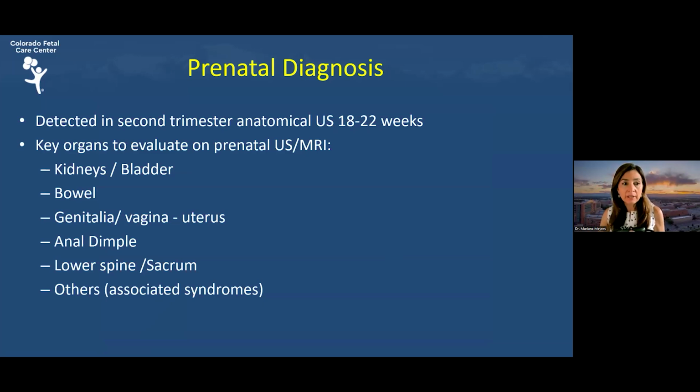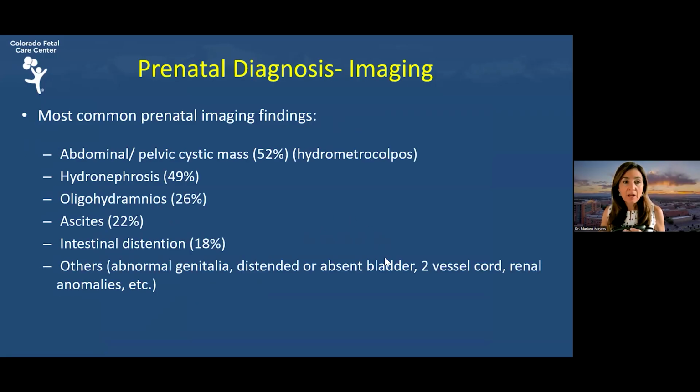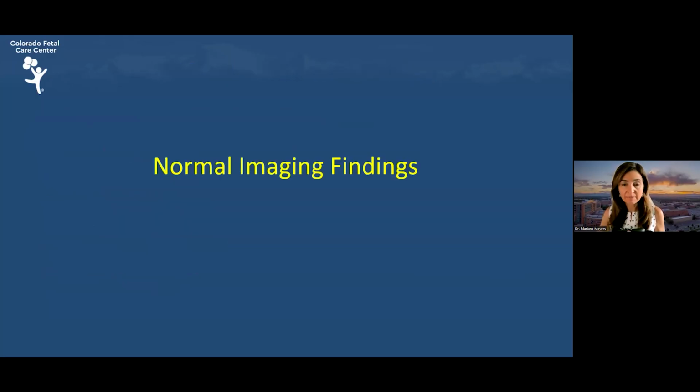So the key organs to evaluate are the kidneys and bladder, the bowel, the genitalia, including the vagina and the uterus, the anal dimple, we'll talk a lot about that, the lower spine and the sacrum, and other abnormalities such as heart that could be part of the VACTERL syndrome. The most common prenatal abnormalities for anorectal malformation or GI abnormalities of this most severe type are an abnormal pelvic cyst, which is a typical referral that we get by ultrasound, and that most likely represents hydrometrocolpos. Then you can also find hydronephrosis, oligohydramnios, ascites, and other abnormalities.